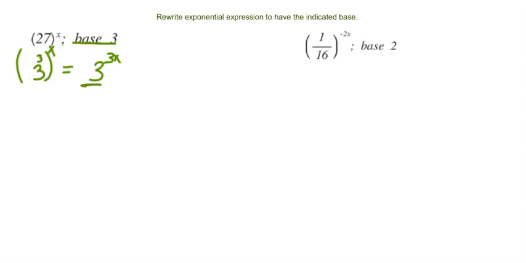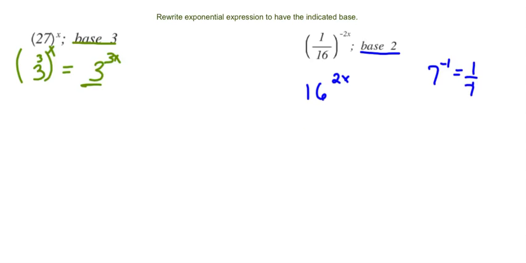Second one's going to be a little bit tougher. This one says to rewrite this as base 2. Well, first thing I'm thinking of is a negative exponent. For instance, 7 to the negative first is exactly the same thing as 1 over 7, or 1 over 7 to the first. So because of that negative, first thing I'm going to do is rewrite this as 16 to the positive 2x power. Alright, so I dealt with the negative.